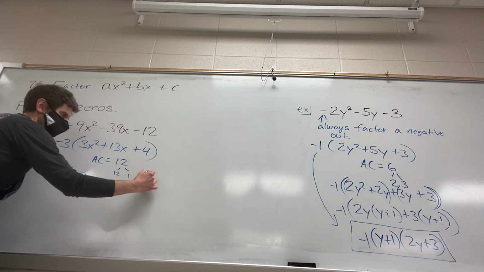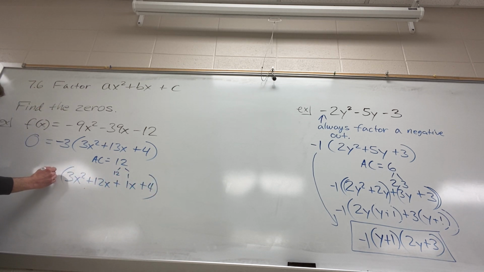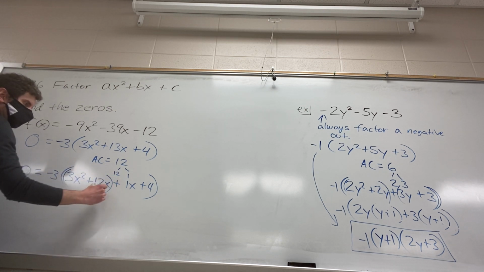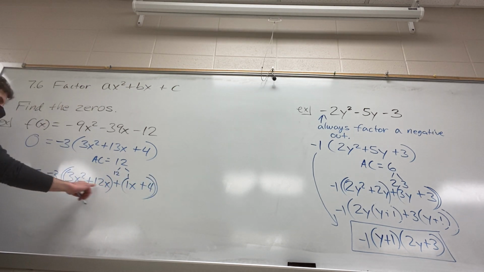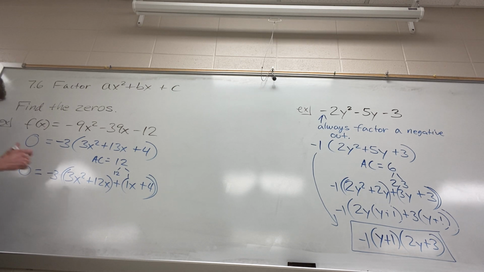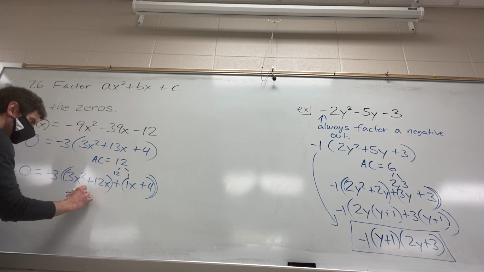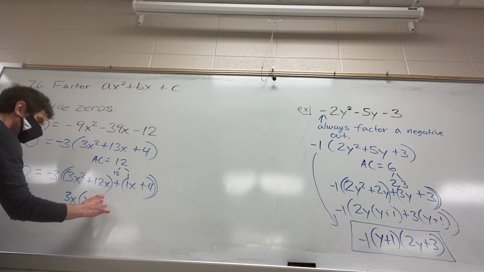And what's waiting out front? -3. Also, don't we also have equals 0? Factor by grouping. Group the first two. Group the next two. What monomial comes out of 3x squared plus the 12x? 3x does, leaving behind x and the 4. x plus 4.